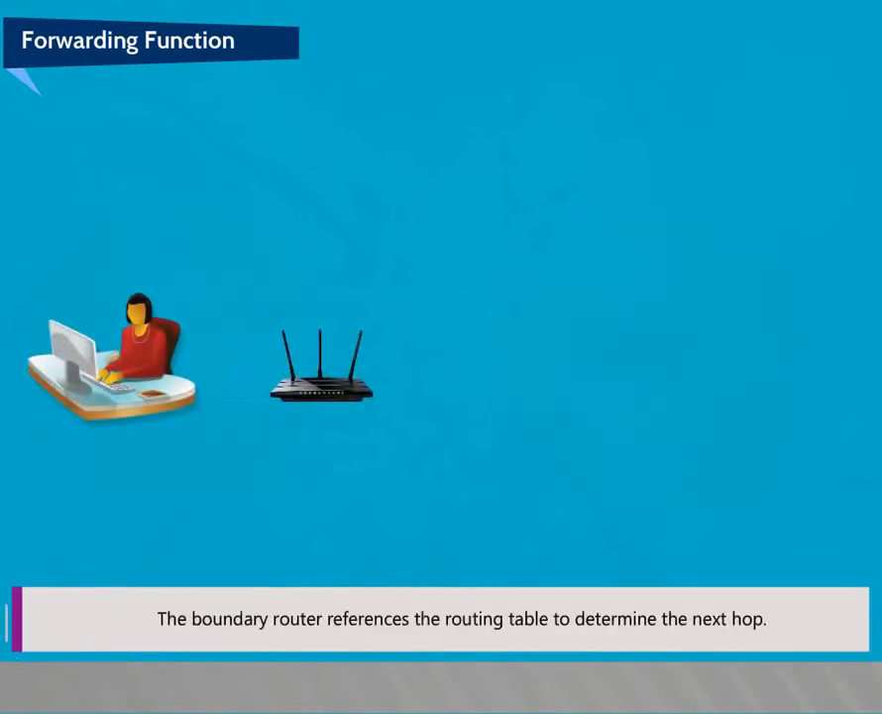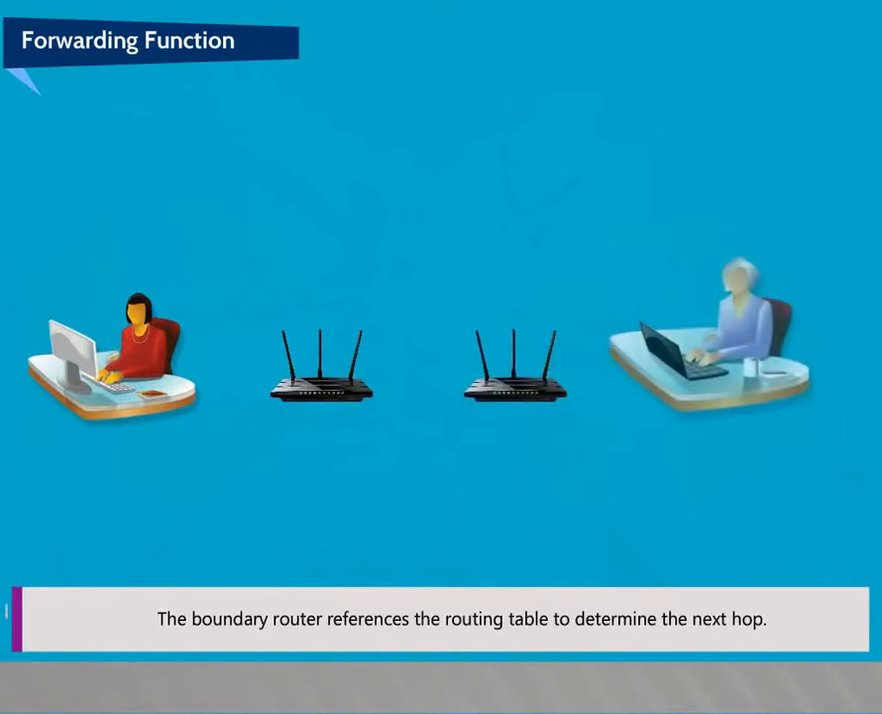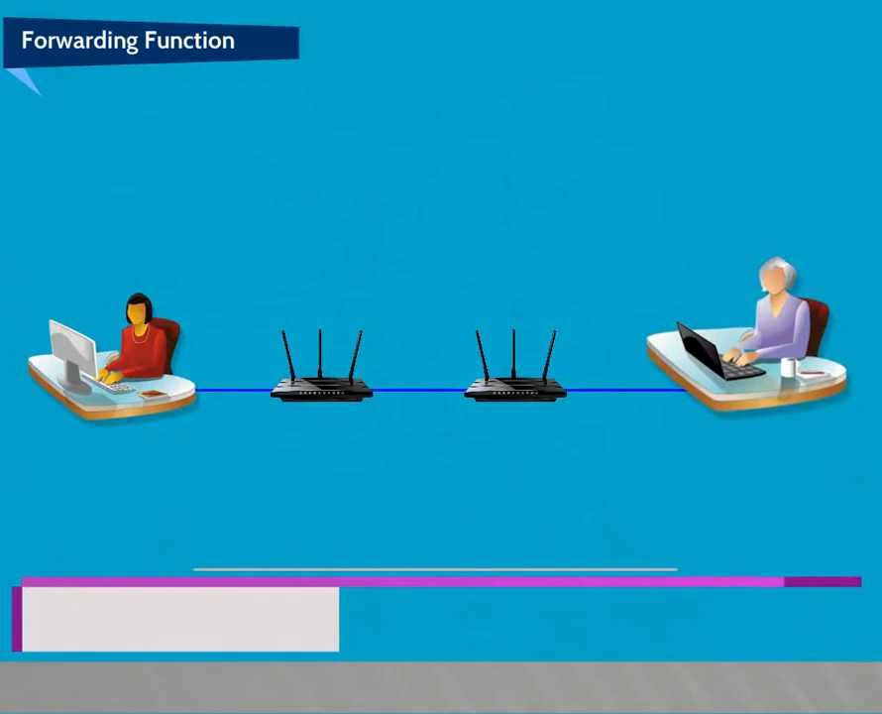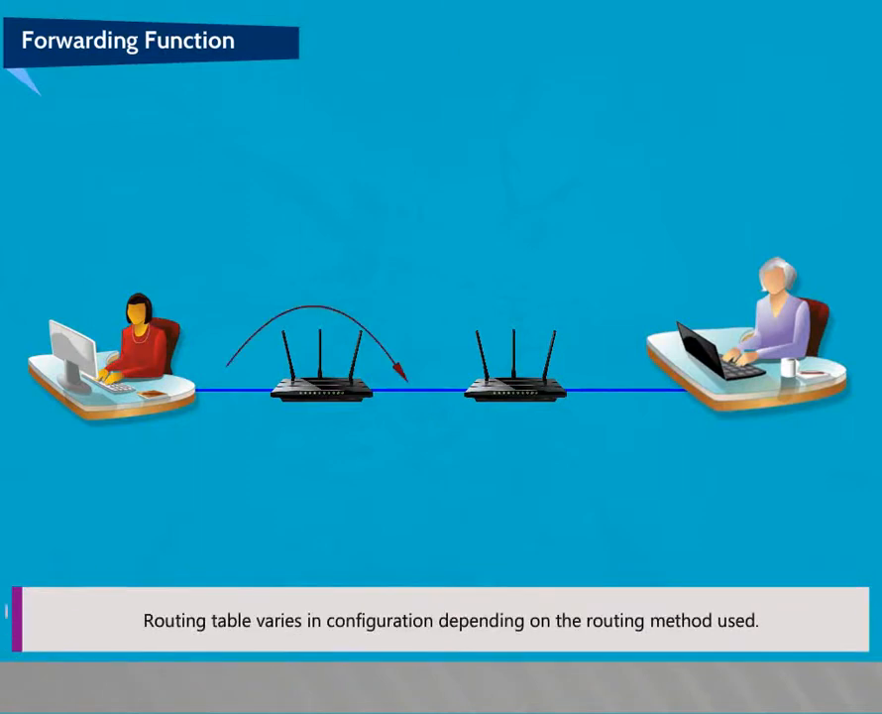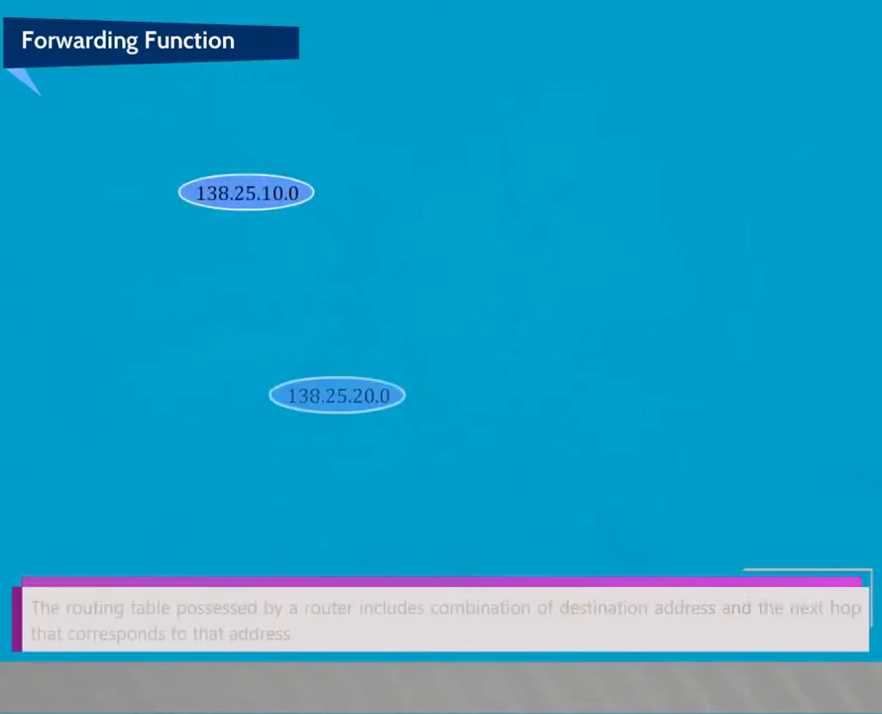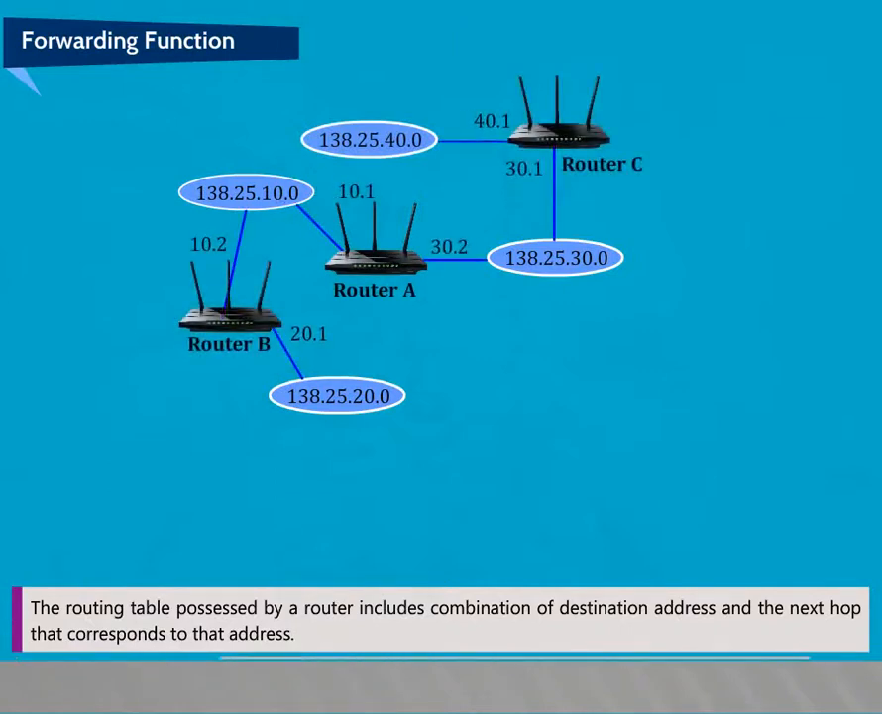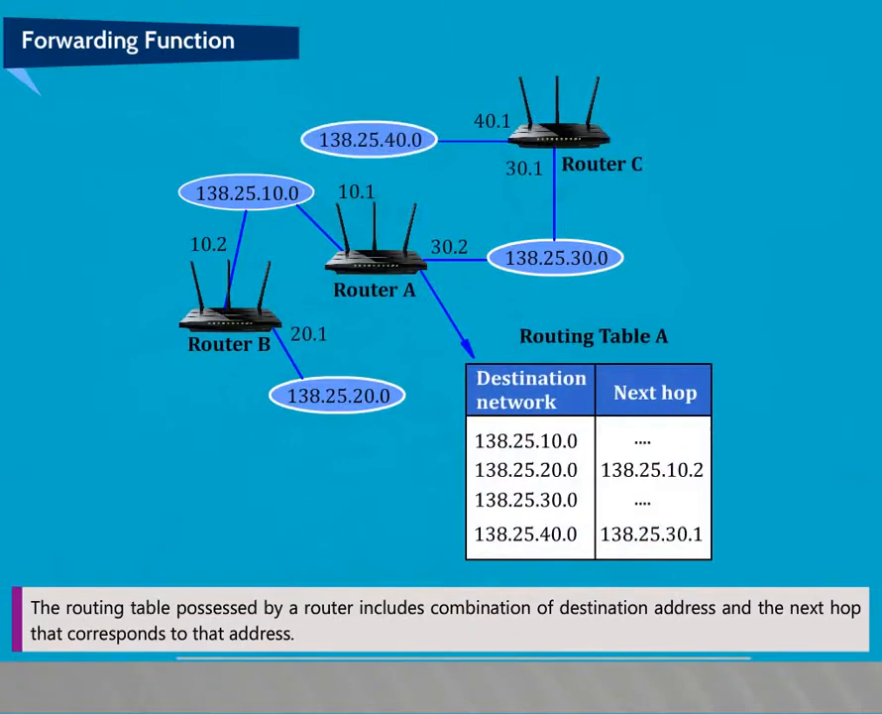The boundary router references the routing table to determine the next hop. The routing table varies in configuration depending on the routing method used. The routing table possessed by a router includes a combination of destination address and a next hop that corresponds to that address.